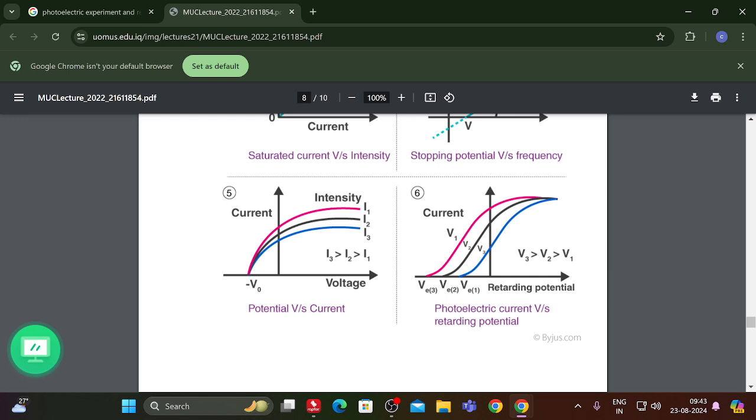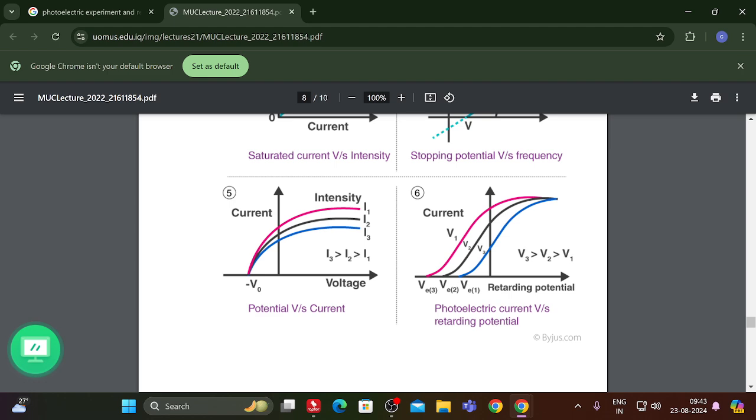Three different stopping potentials we are getting for three different frequencies. What can you understand from this? When the frequency of light changes, you can see one more thing. For them, saturation current is what? Same. Hope you understood. This is for the graph question, so I am telling you.